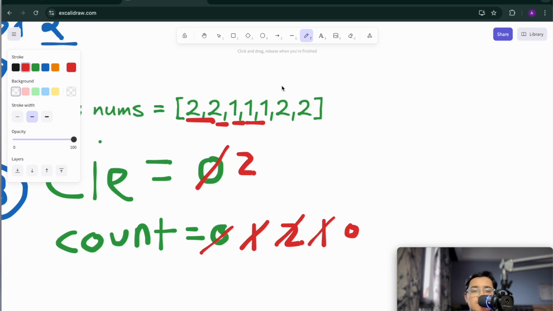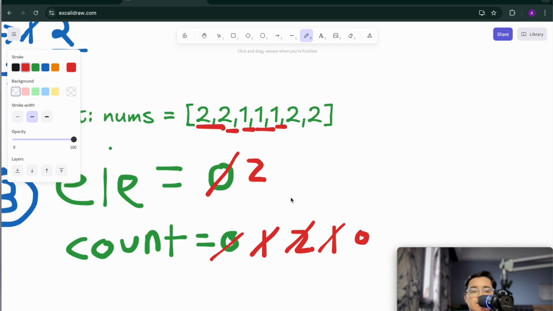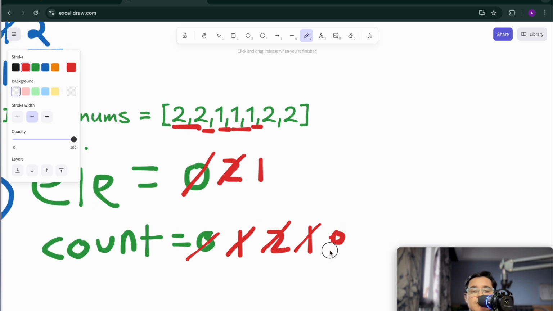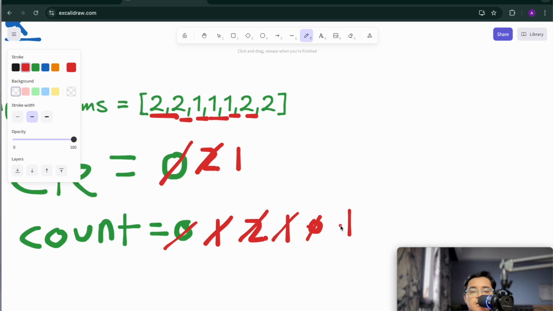Now when this one appears, something special is going to happen. Since the count is equal to 0, we're going to update element and consider 1 to be the element, and its count is now going to be 1. Now we come to 2. Count would decrement since 1 is not equal to 2, so this becomes 0.